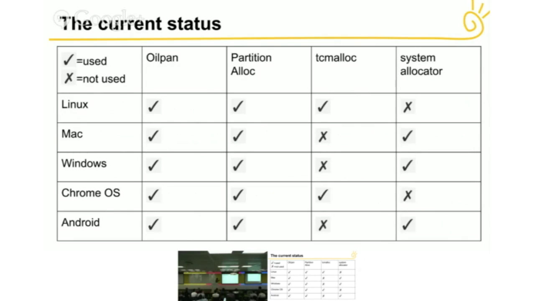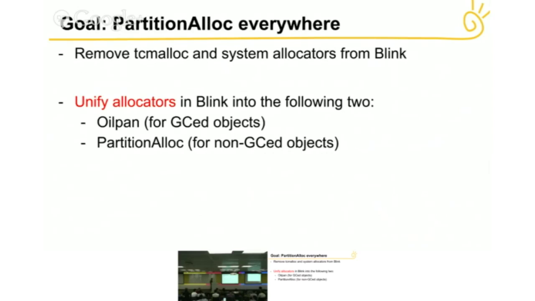Oilpan and PartitionAlloc are used in all platforms. However, TCMalloc is enabled only in Linux and Chrome OS, and other platforms are using system allocators. So the situation is messy, so we want to remove TCMalloc and system allocators and want to unify these allocators into PartitionAlloc. So the goal is PartitionAlloc everywhere.